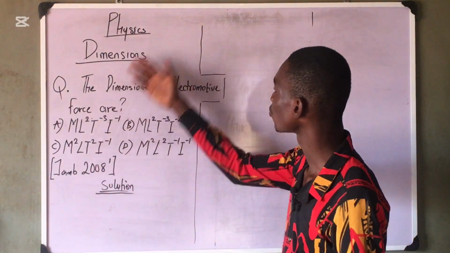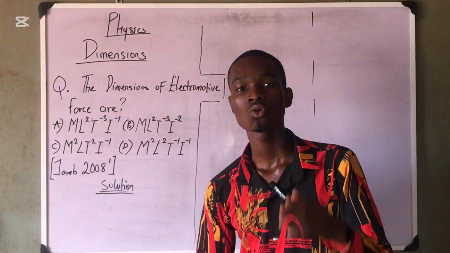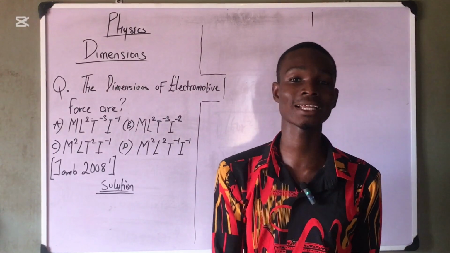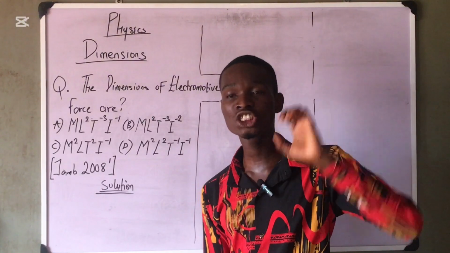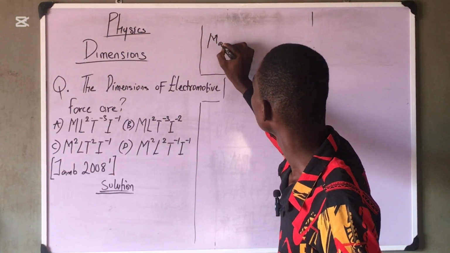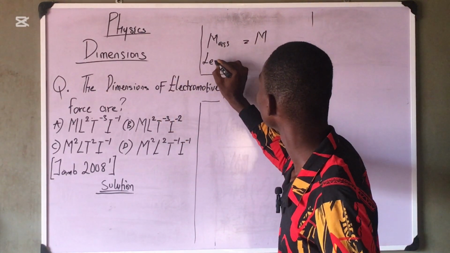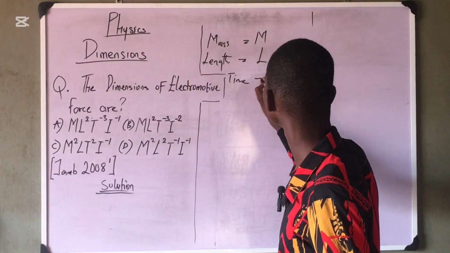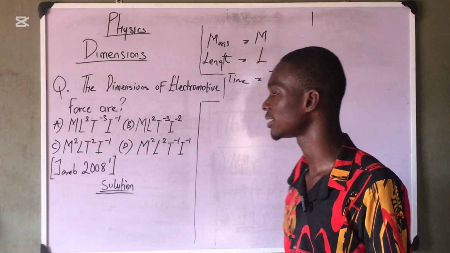In physics, we have dimensions as the first letter of what? The first letter in capital letter of the fundamental quantities. The mass to be what? M. And the length to be L. And the time to be what? T. These are the first letters of the fundamental quantities.